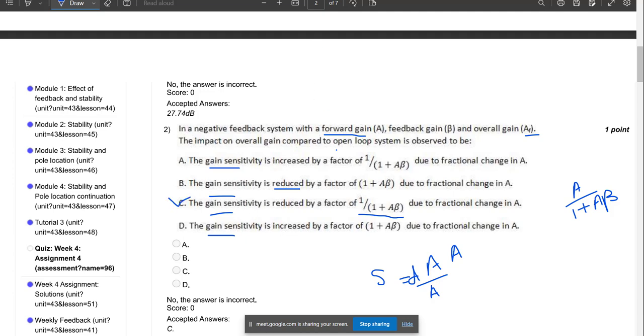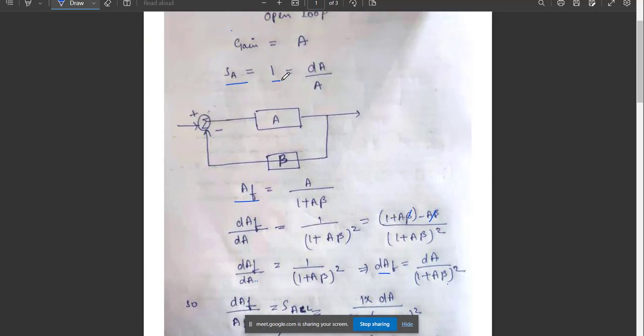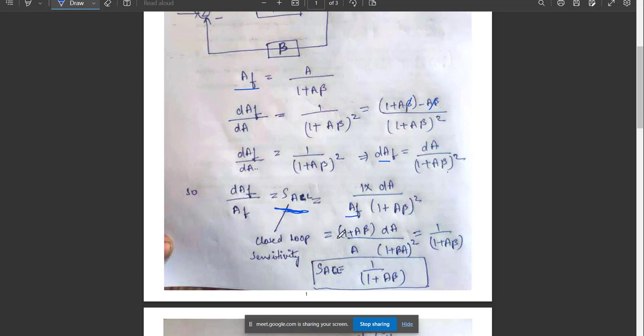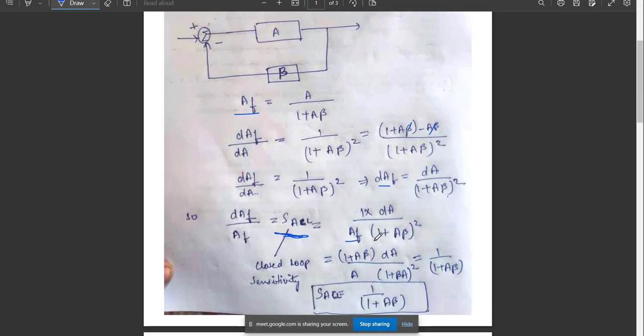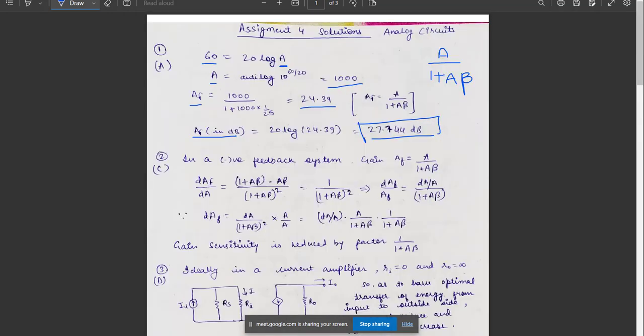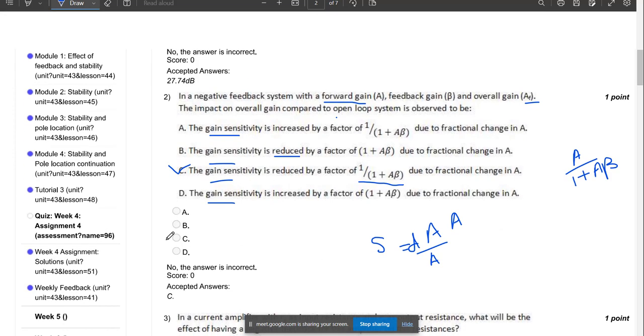Because the earlier gain sensitivity was 1, right? But when the closed loop came in there, the gain sensitivity got reduced by 1 upon 1 plus alpha beta. So here the option will be option C, because the gain sensitivity is reduced by a factor of 1 upon 1 plus A beta due to fractional change in A, right? Any doubt here? So option C.